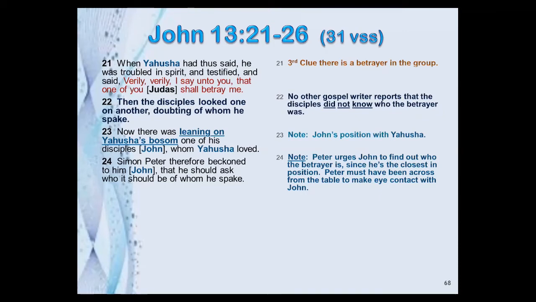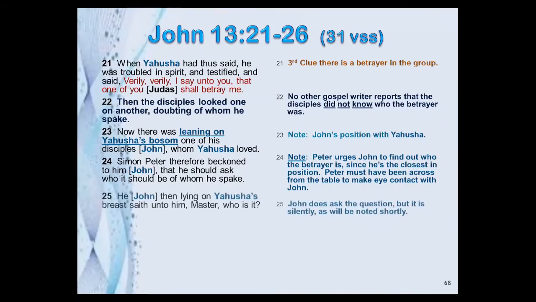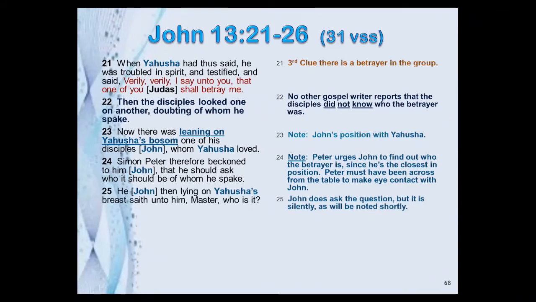I have a note here. Peter urges John to find out who the betrayer is, since he's the closest in position. Can you just see Peter across the table, nodding to John, giving him eye contact and saying, you know what? You find out. Who is it? Who's the betrayer? You're right there. Just ask the question. But anyway, verse 25.